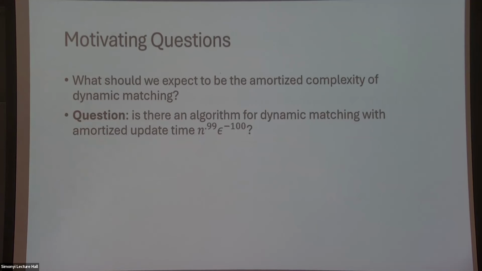So as a motivating question for the last segment of the talk, I want to ask, should we expect that there's an algorithm for dynamic matching that has the following runtime? Basically n to the 0.99, so a little bit sublinear in n, and then polynomial in 1 over epsilon. Should we expect that this is possible at all? So you want to construct a matching or no, it exists only? Let's do construct. Exist is also a good question, but let's do construct.